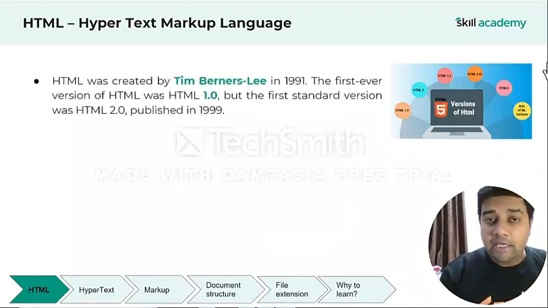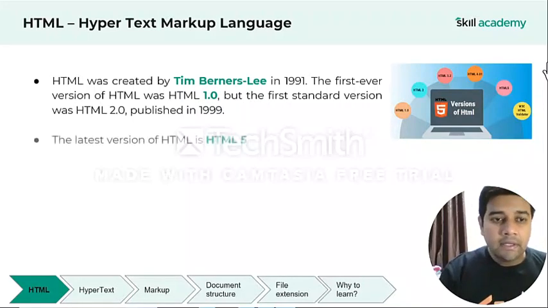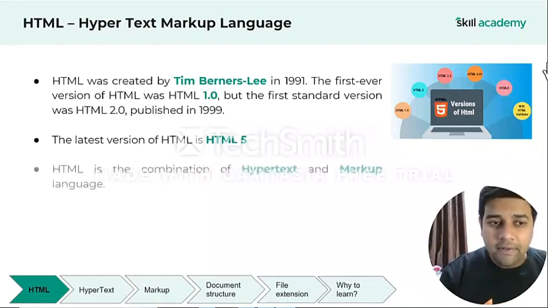HTML was created by Tim Berners-Lee in 1991. The first ever version of HTML was HTML 1.0, but the first standard version was HTML 2.0, published in 1999. The latest version of HTML is HTML5. And with this, you are going to learn the latest version of HTML, and that is HTML5.